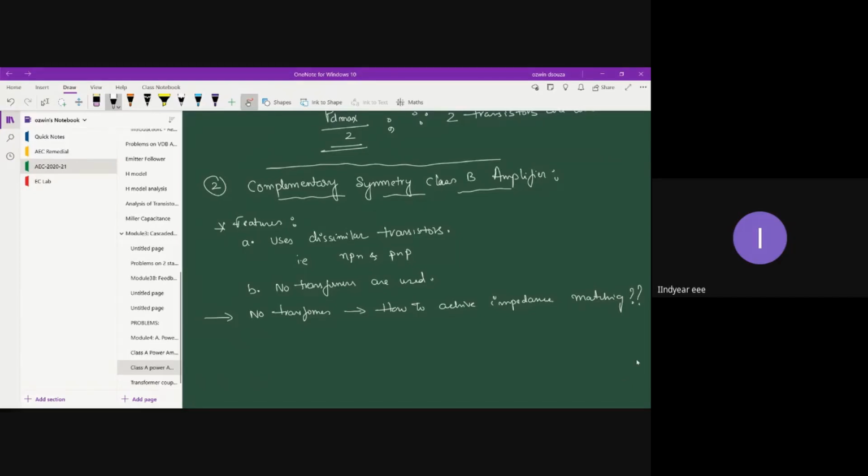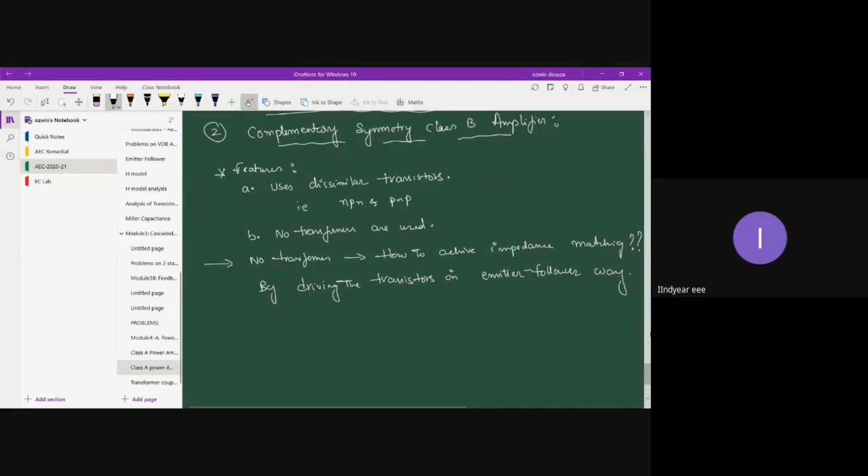That is possible by driving the transistor pair, because there are 2 transistors, right? So impedance matching is possible by driving the transistors in emitter follower way. So driving the transistors in emitter follower way, it is possible to achieve impedance matching. All right, so this is the main feature of the complementary symmetry class B power amplifier.